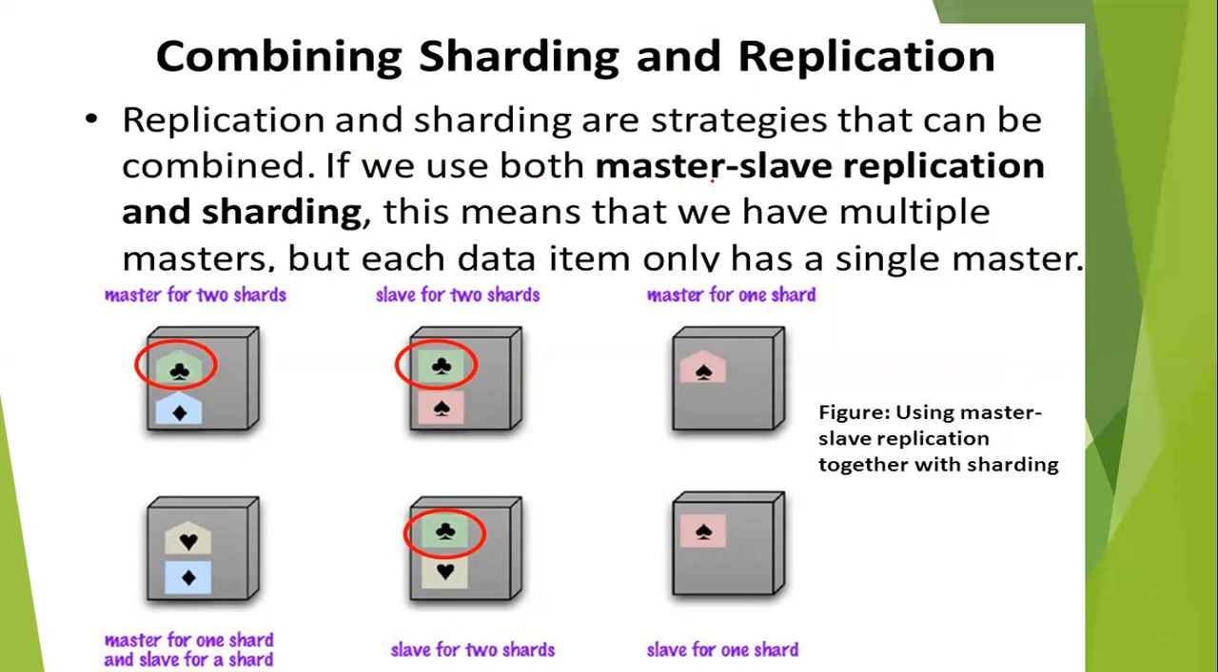If you use master-slave replication and sharding, master-slave replication means what? There will be one master, there will be one slave. That the same value is repeating, that we call replication. Again, replication, you should divide that. So this is the original master. I'm making a duplicate copy of this. After this duplicate copy, what I'm doing? I'm creating a slave. So this is master. Consider master for one shard and slave for one shard. Slave for two shards. Master for one shard. Slave for one shard.